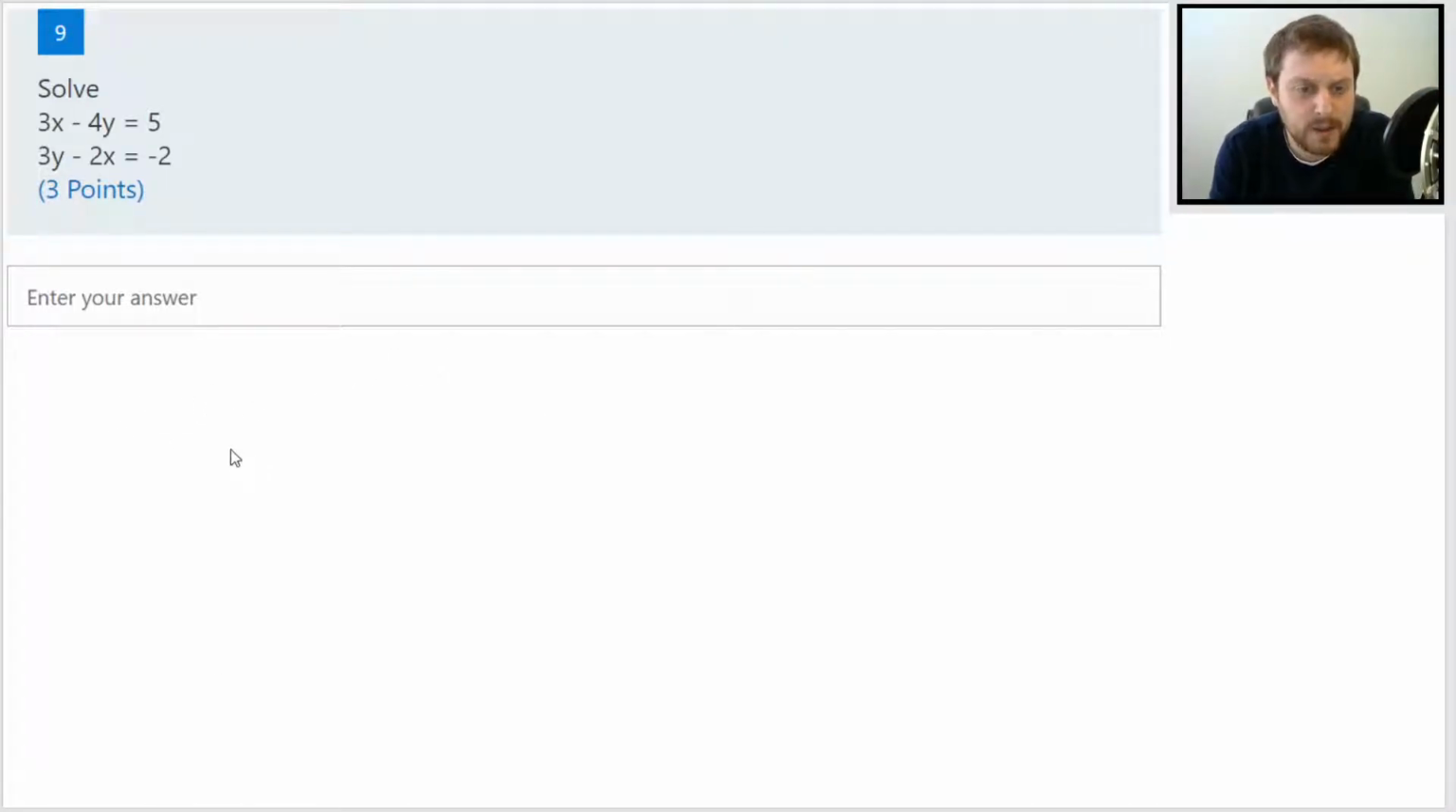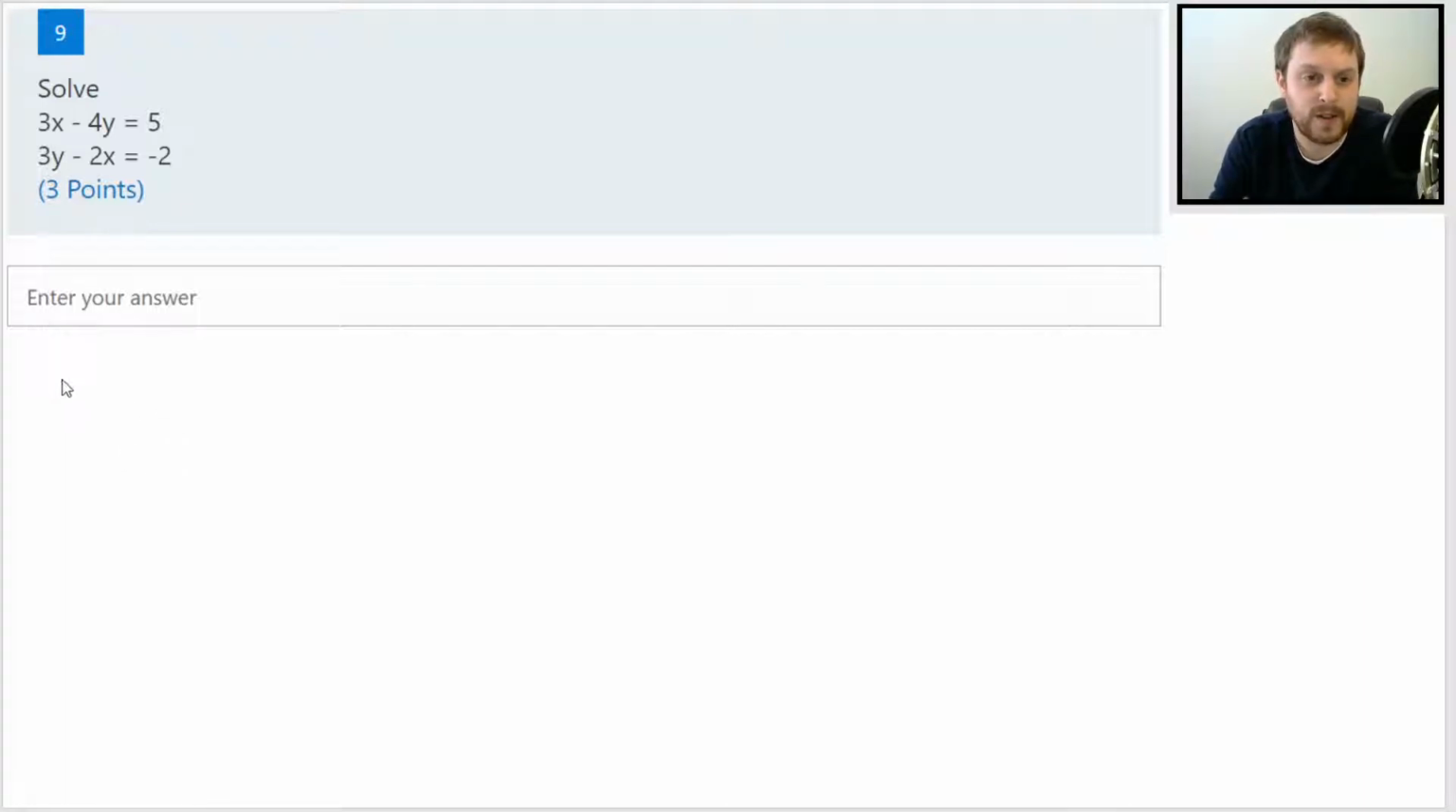Right, number 9. So number 9 is a simultaneous equation question. It's a tricky one because we've got minuses, we've got different numbers floating everywhere. X is written before Y in this one, and then Y is written before X in this one. So there's a bit of work to do. There's a bit of tidying up. So this time I'm just going to do it one way.